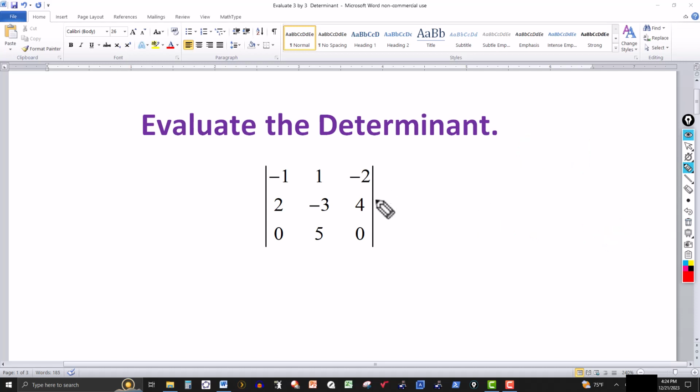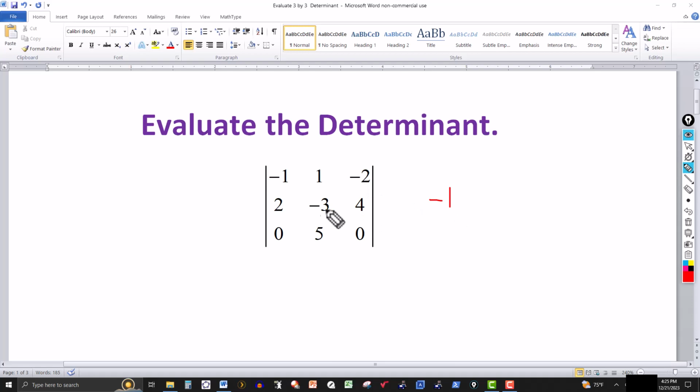Now for a 3x3, there's several ways to do it. There's a method involving expansion, which deals with cofactors and minors. You can look at any row or any column. So let's look at the first row. The first entry in the first row is -1.